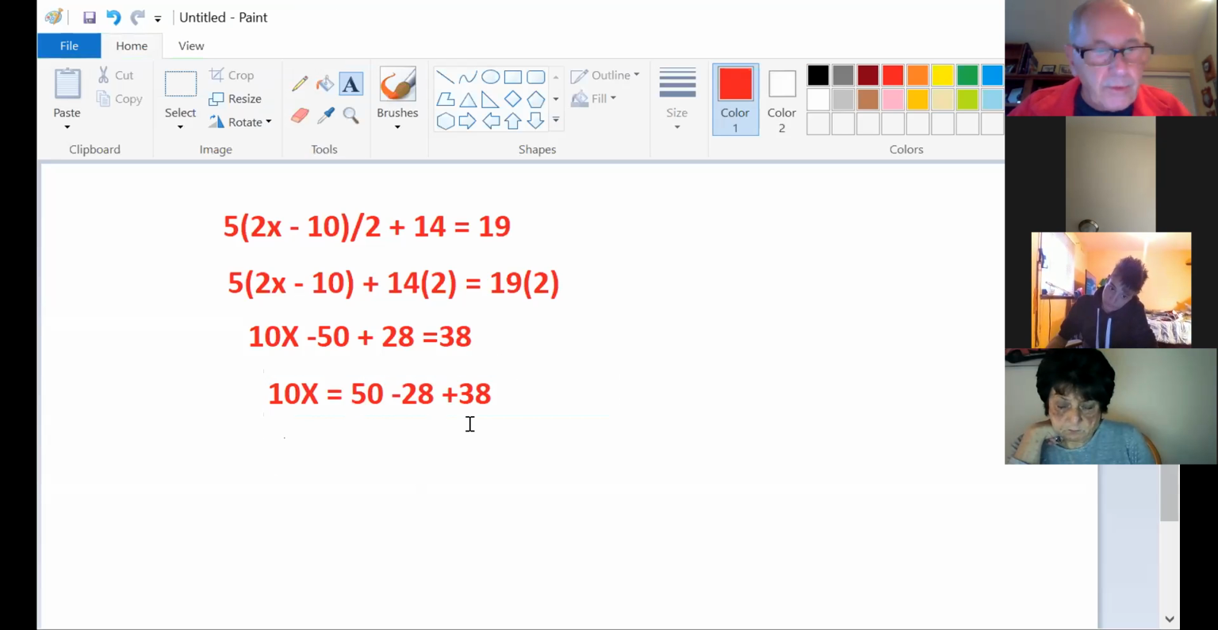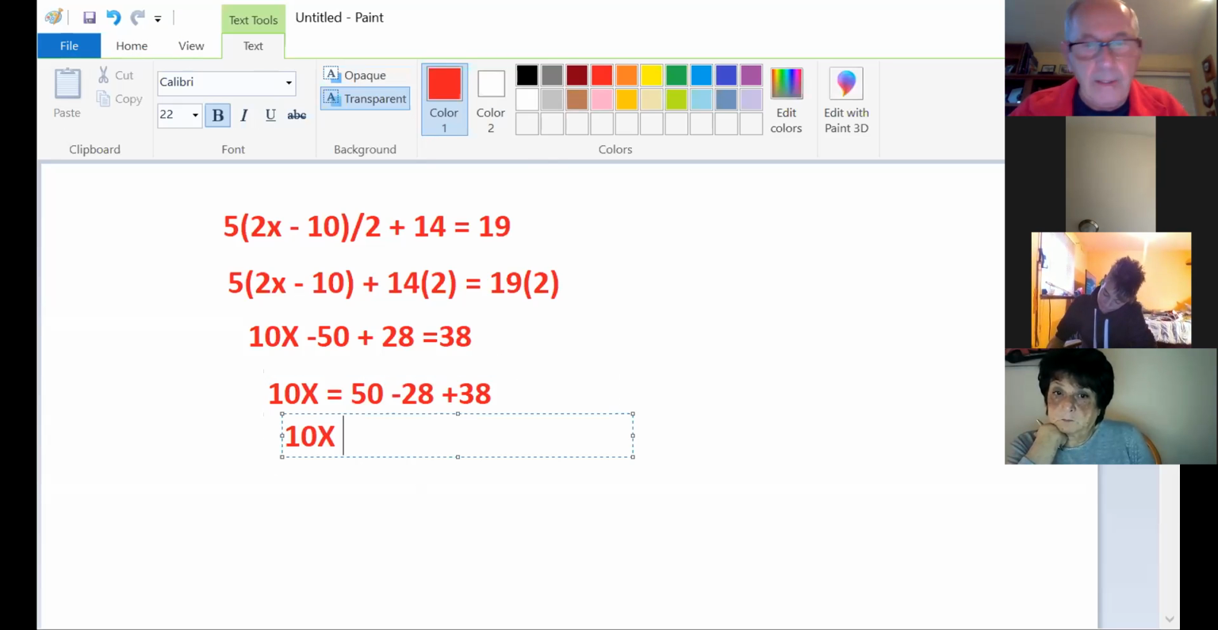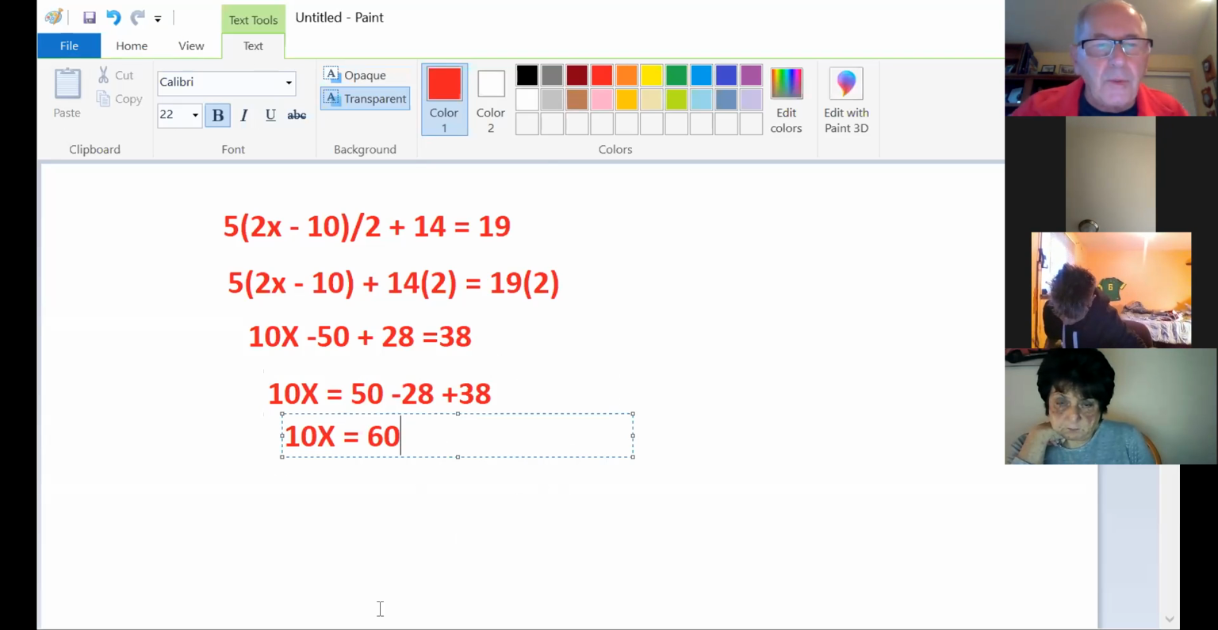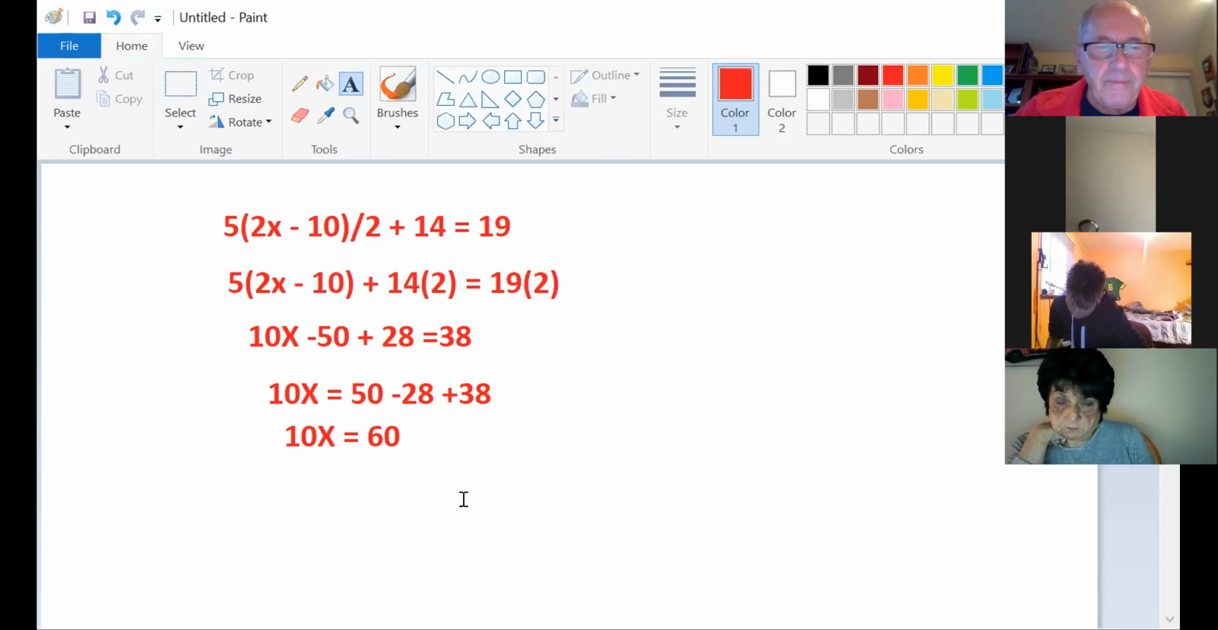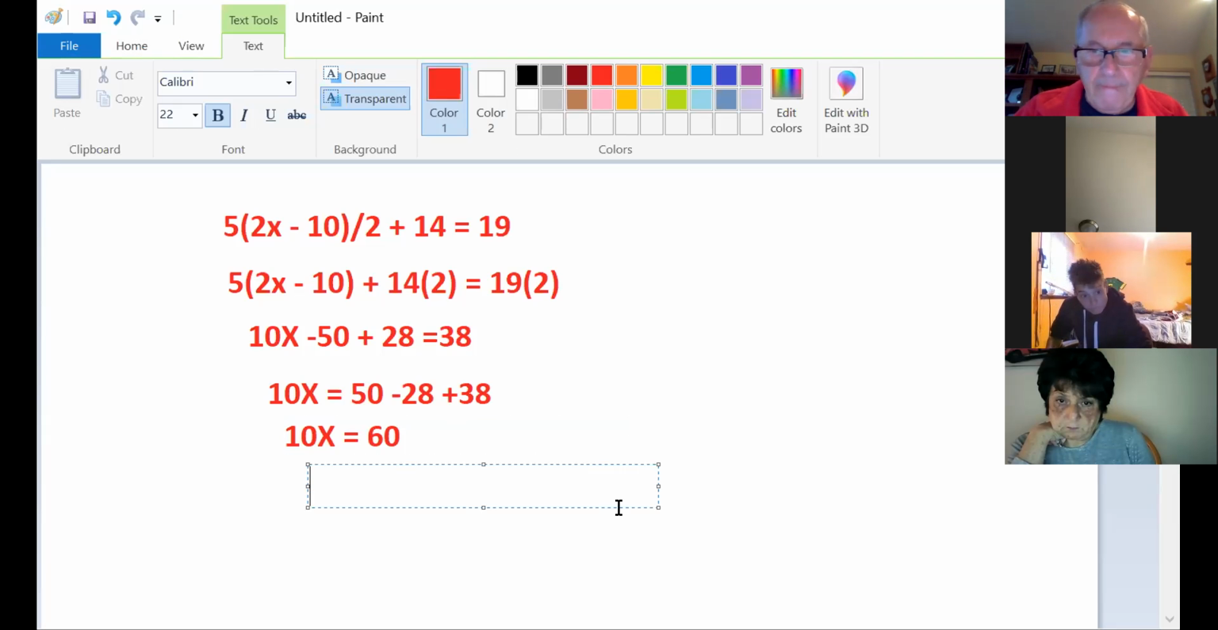Now I'm going to combine those terms on the right-hand side. So let's just do the simple part. The minus 28 plus 38 is plus 10, plus 10 plus 50 is 60. So it's 60, right? So now I'm going to divide both sides by 10. And so x is going to be equal to 6. That makes sense?